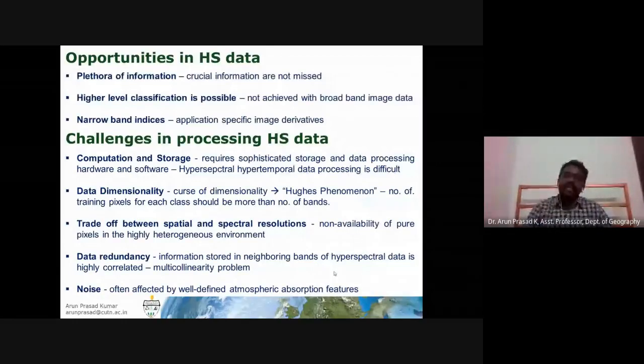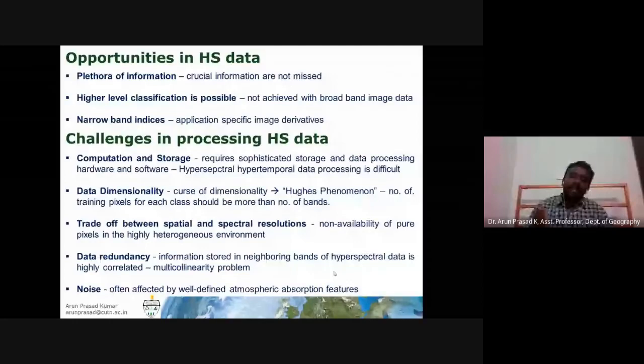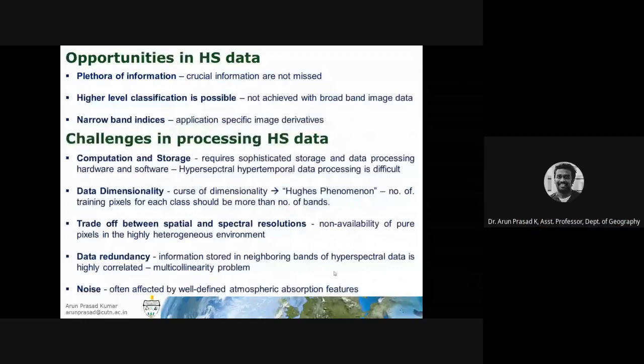Then data dimensionality. We have seen in the opportunities that it is a plethora of information, so a lot of information is available. But a lot of information is also sometimes a curse of dimensionality. We have added so many dimensions, in the sense of bands. We have added so many bands that it complicates processing the data.